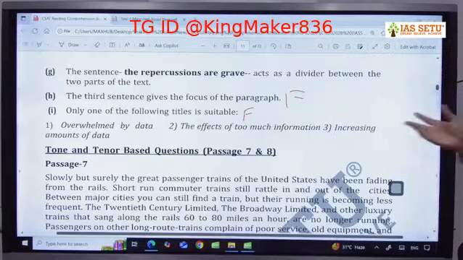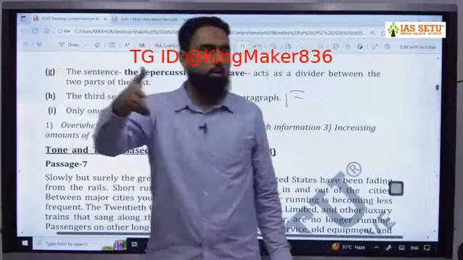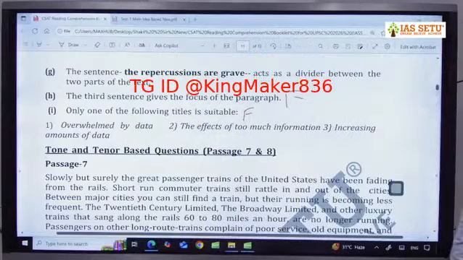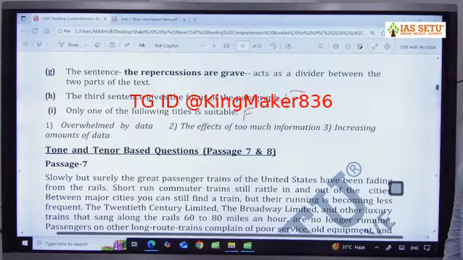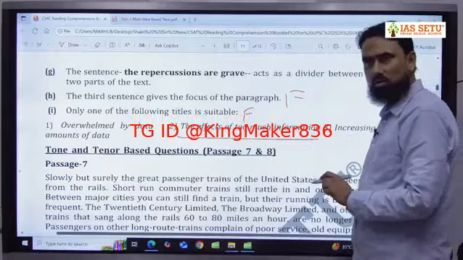Now we come to the title. Three titles are given. Let's find out the most appropriate title. Which one is the most appropriate, please? Second one. The effects of too much information. Very good. The effects.